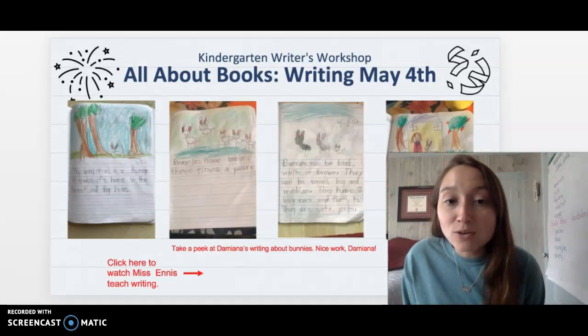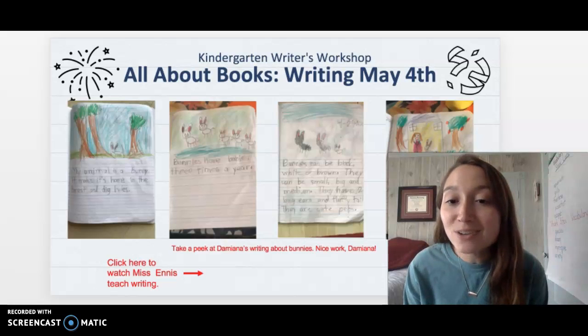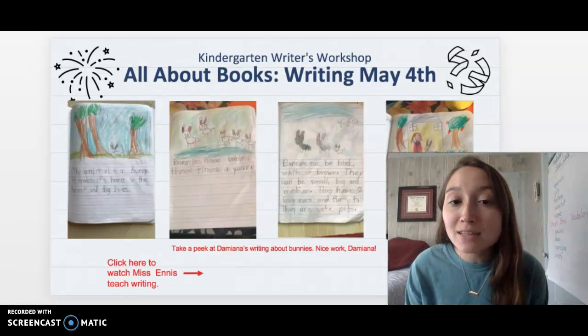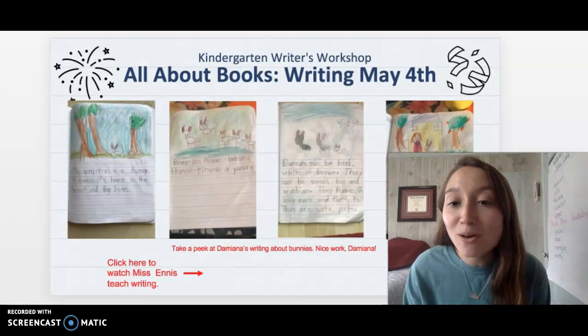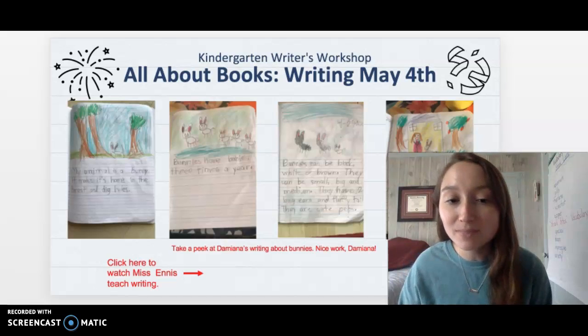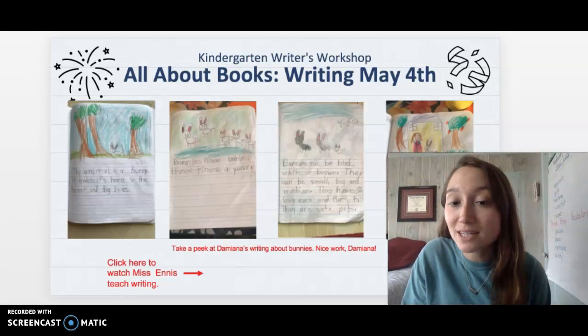So on our page today, you'll see that I featured Damiana's writing about bunnies because I noticed that Damiana is using a lot of the different things that we've talked about so far. She has color words, she has finger spaces, she starts her sentences with an uppercase letter and ends with a punctuation mark, and she taught me all about bunnies. Miss Ennis really enjoyed reading her writing, and maybe if you can see it on your screen, you can read it too.